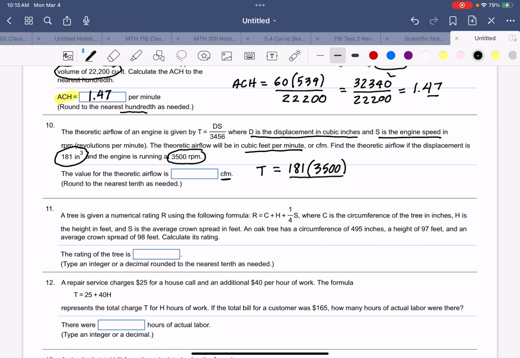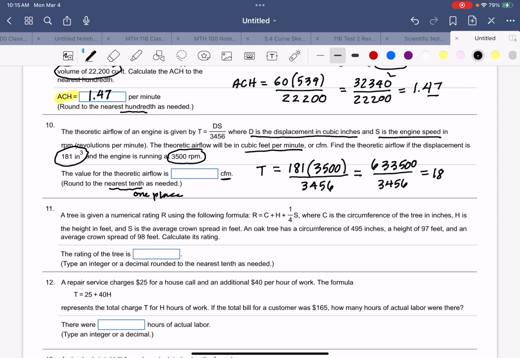All of that is divided by 3,456. So again, we'll do the numerator multiplication first. 181 times 3,500 is 633,500. Divide that by 3,456, and we get a decimal, so we look, nearest tenth means one place. So 183.30 is going to be 183.3.